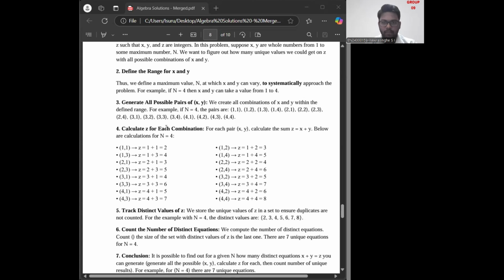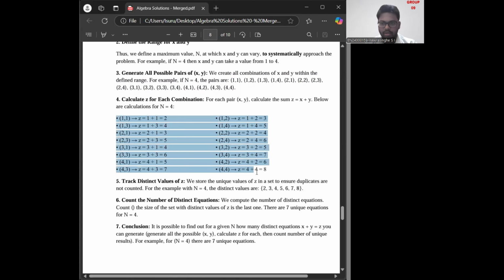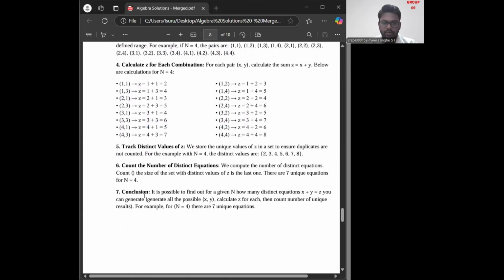for x and y are 1,1 to 4,4 as given here. Now we calculate z for each pair as stated here. Finally, we get the unique values for z. In this case, we get the numbers from 2 to 8. This method can be applied for any n by listing all pairs, calculating z, and counting unique values.